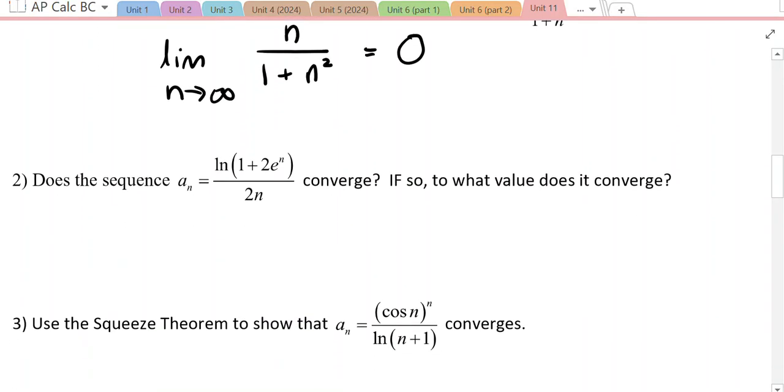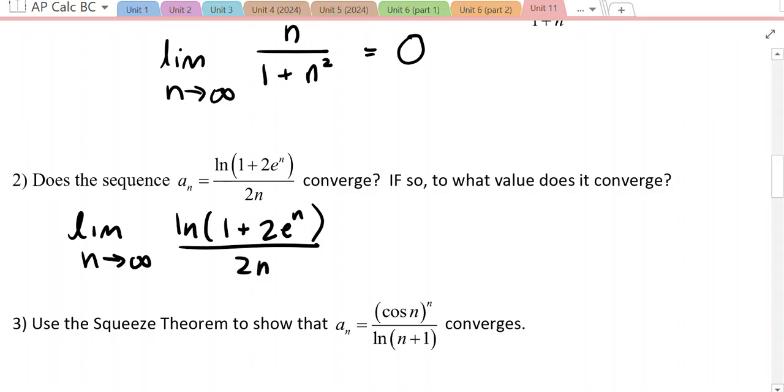Then we want to know, does this one converge? And if so, to what value does it converge? So we're looking at the limit as n goes to infinity of ln of 1 plus 2e to the n, over 2n. Right now I know if I plug in infinity, I'm getting infinity over infinity. Go ahead and try. Think about what you want to do based on the fact that I'm getting infinity over infinity. Hopefully you took a moment to try that. So again, I have an infinity over infinity, and we're going to use L'Hopital's here, because L'Hopital's applies.